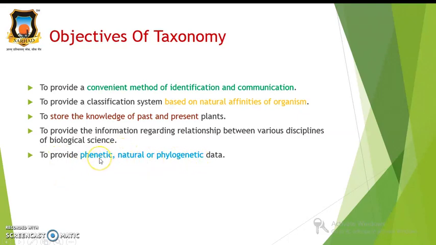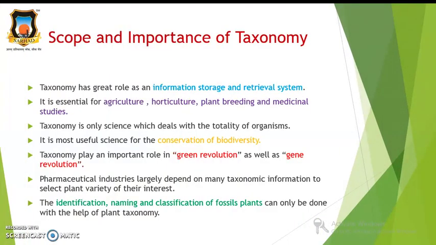Phenetic classification is also called numerical classification. Phenetic classification is based on overall similarities of characters. Then second, natural classification, a system based on vegetative and reproductive characters. Phylogenetic classification is based on evolutionary characters. These are the objectives of taxonomy.